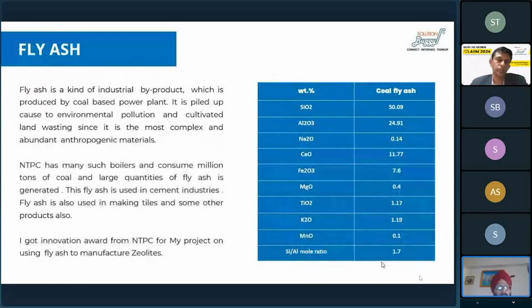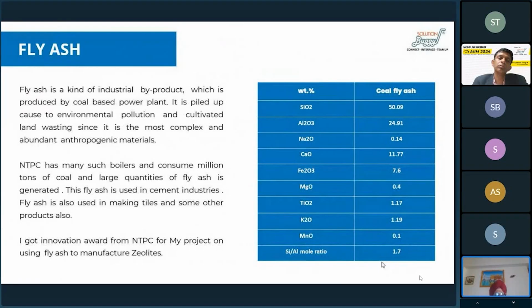Okay. Now coming to fly ash. Fly ash is a kind of industrial byproduct where power plants are there. When coal is burned, the fly ash is the residue of the coal ash. Now a lot of coal is being used in power plants, so accordingly the quantity of fly ash produced is 1,000,000 tons. Now it is going as waste or just landfilling. After all, if something can be extracted from the fly ash, that is required.